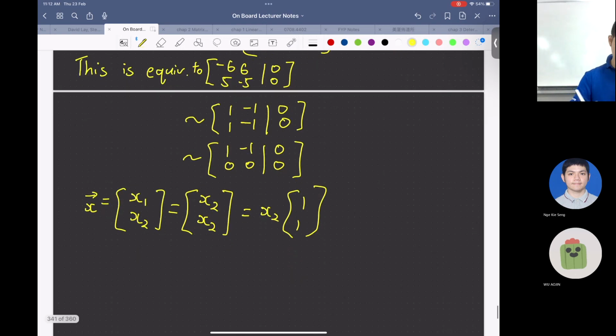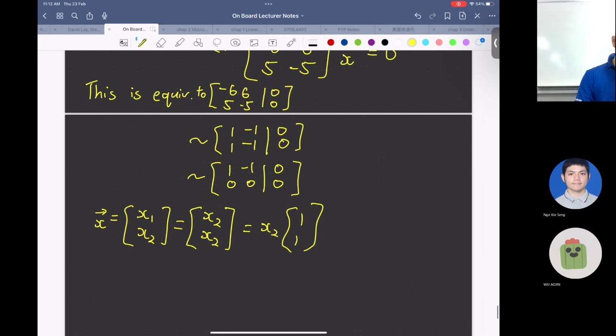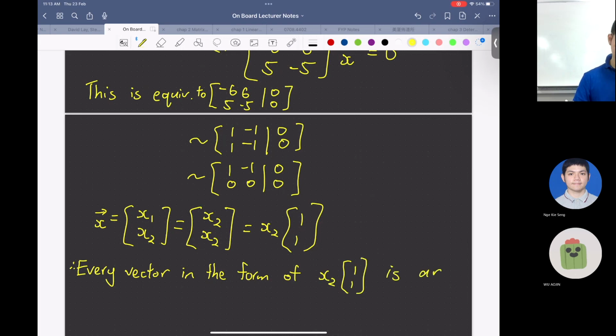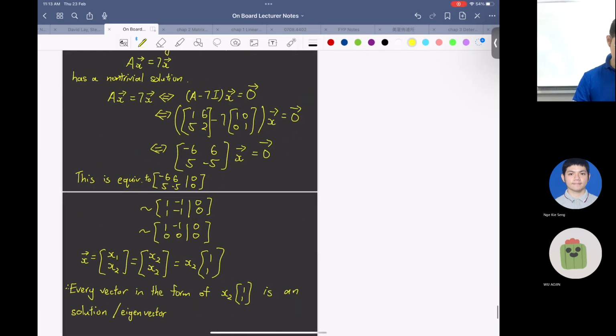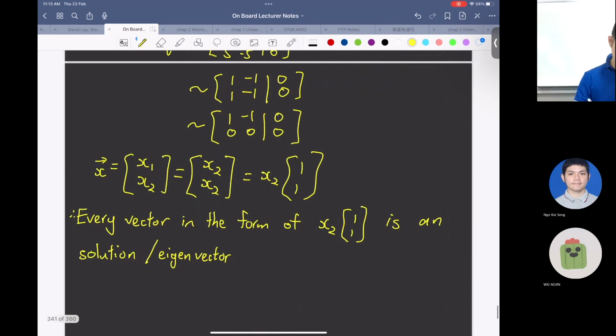So, so what does this mean? So every vector in the form of x2 times (1, 1) is a solution, or eigenvector solution. Wait, let me see. Solution to what? Okay, let me write out the solution part first.